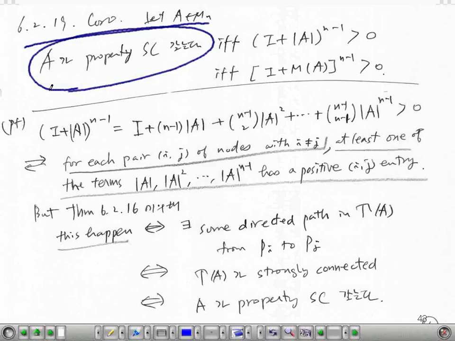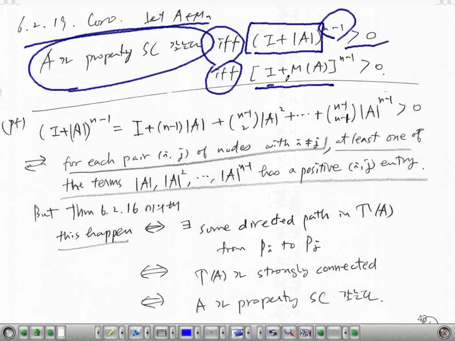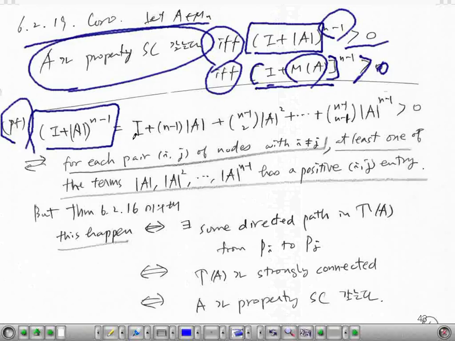A has property SC if and only if this matrix's n minus 1 power has all positive entries, if and only if the I plus indicator matrix, to the n minus first power, has all positive entries. The proof is very clear. Just think about this matrix. Then by binomial expansion, we have this.